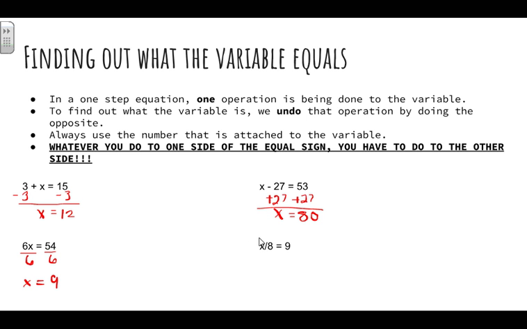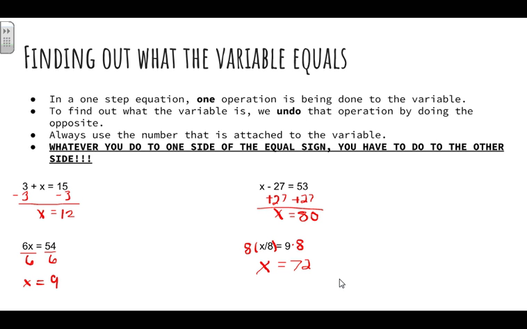And last equation here, this is a division equation. X divided by 8 equals 9. So in order to undo division, we have to multiply both sides of our equation by 8. So x divided by 8 times 8. Once again, 8 divided by 8 is just 1. So that means we have 1x left. So x must be 72.